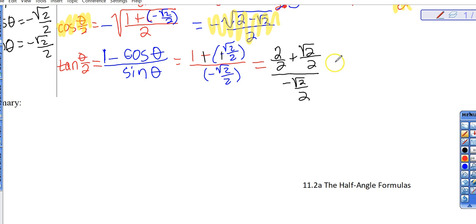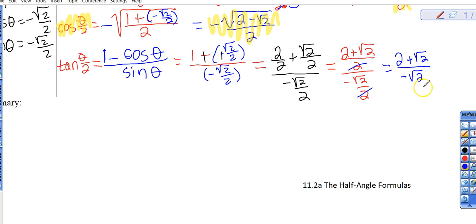I don't know why I did that in black pen. I just forgot to change my color back. So my numerator, I have 2 plus the square root of 2 over 2. And in my denominator, I have negative square root of 2 over 2. Simplify your complex fraction, and you get 2 plus the square root of 2. I meant to pick red. I did, I totally meant to pick red.